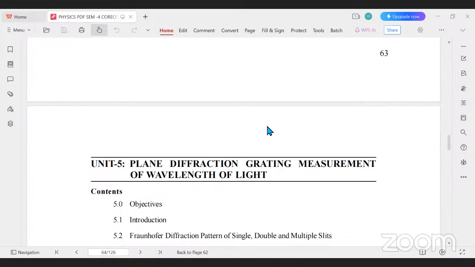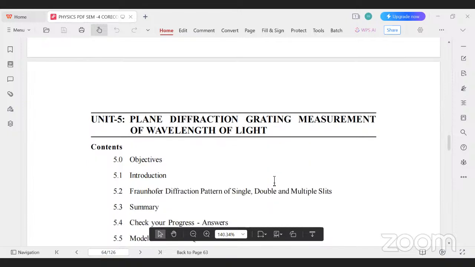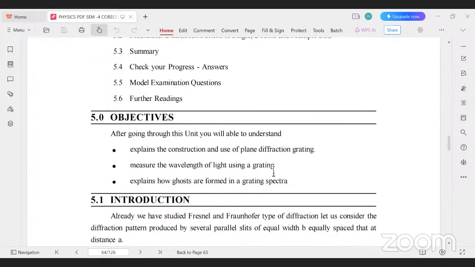Next topic will be the plane diffraction grating. Very important, we need to know what is grating. Plane diffraction grating, measurement of wavelength of the light. So the objectives: introduction, Fraunhofer diffraction pattern of single, double, and multiple slits. So different slits, different variations can take place, so we need to observe this.